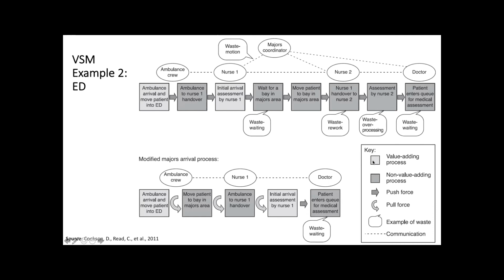Just make sure you have a key or a little dictionary next to your map to show what icon shows what on your map. So, okay, this is the current state of the system. That's what we always want to know.